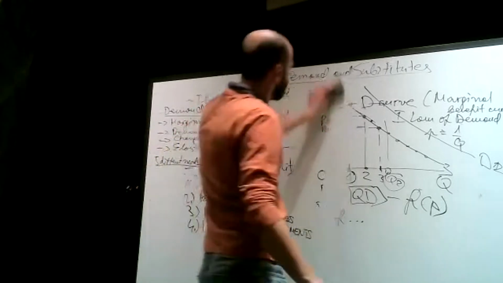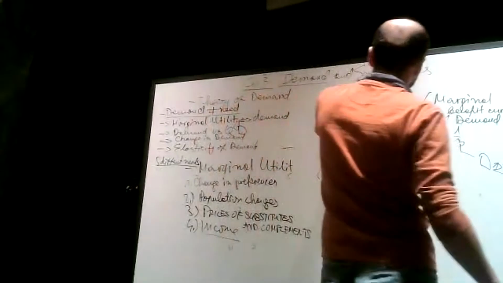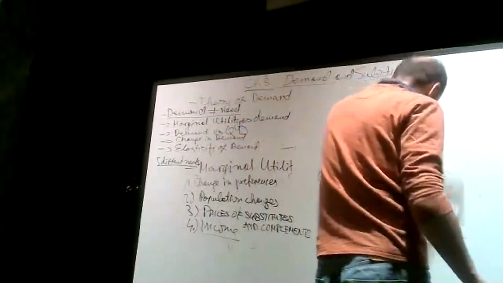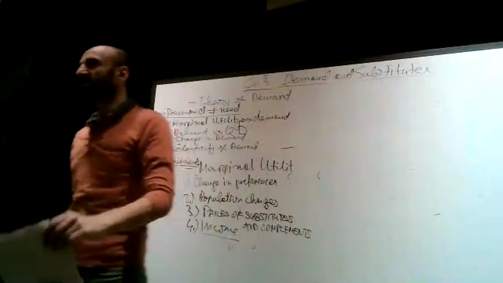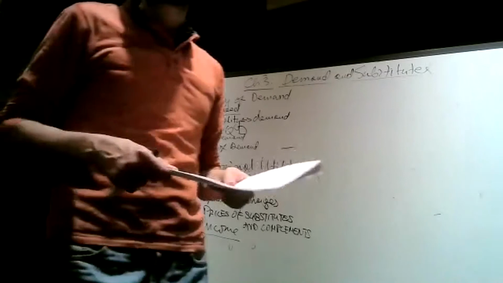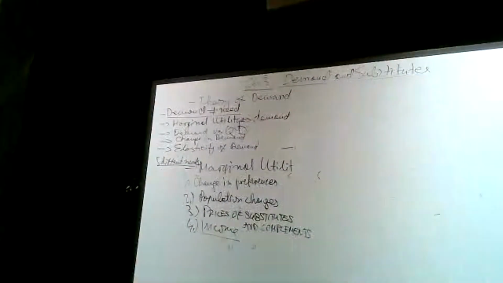Elasticity. Elasticity simply means, I'll give you the easy version first. When the price changes, the quantity demanded will change. Let's say if the price increases, quantity demanded will decrease. It's more expensive, people will buy less. Elasticity of demand is a measure of how much the quantity demanded will change as a function of a given change in price.